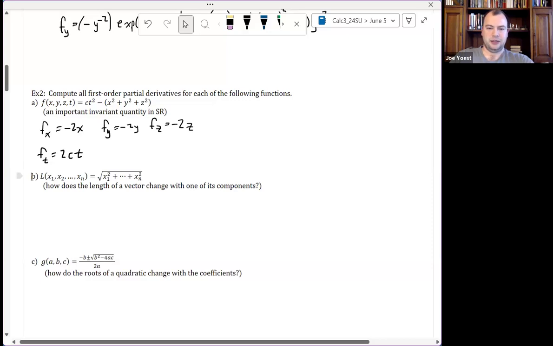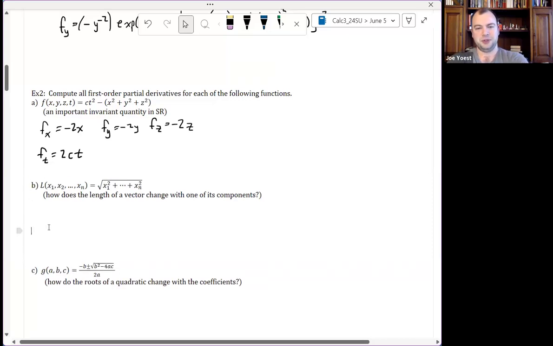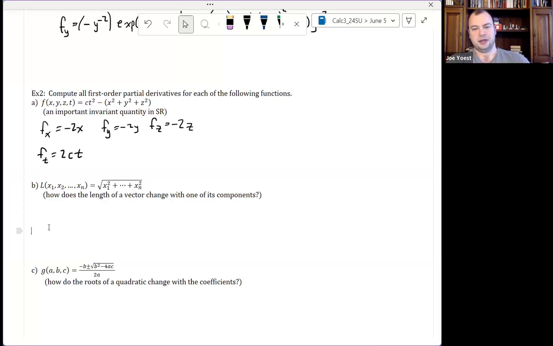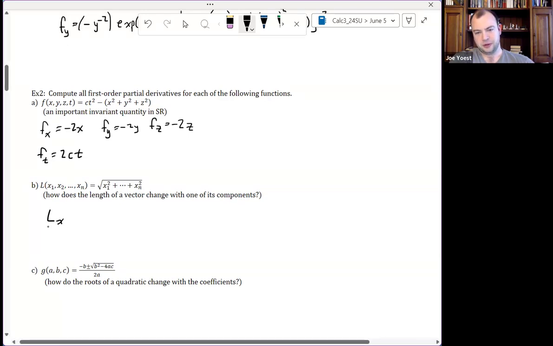Okay, let's look at part B of example 2. Here we're considering a vector with components x1 through xn, and the length of that vector is a function of those components, x1 through xn. It's the square root of the sum of the squares. So how does the length of a vector change with one of its components? What is the partial with respect to, let's say, component i? The partial derivative of L with respect to x sub i.